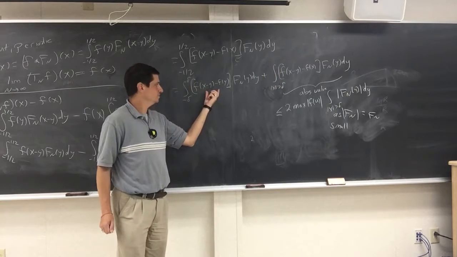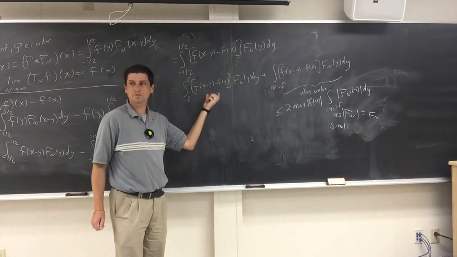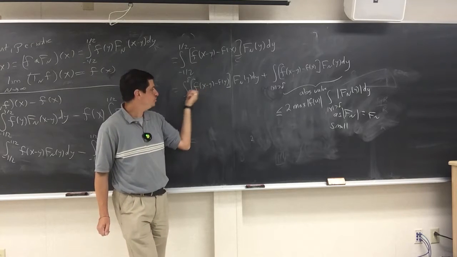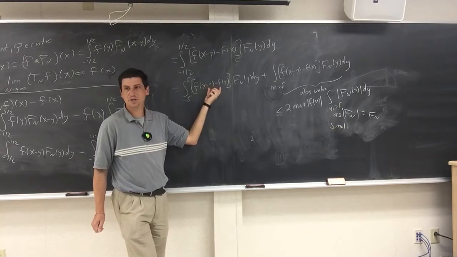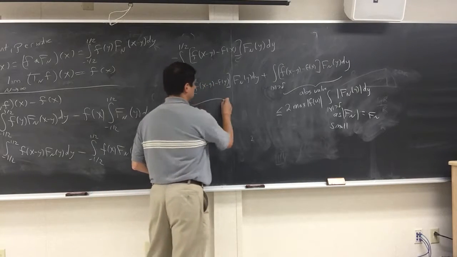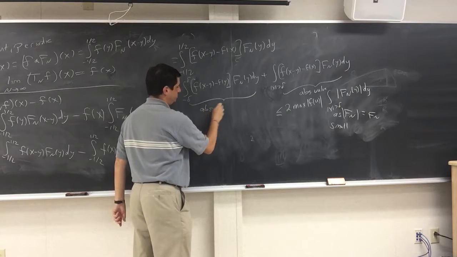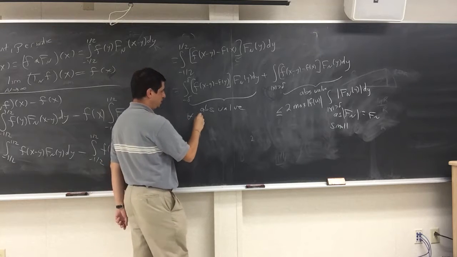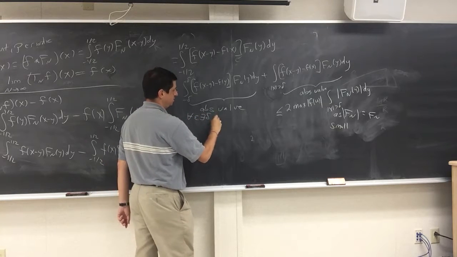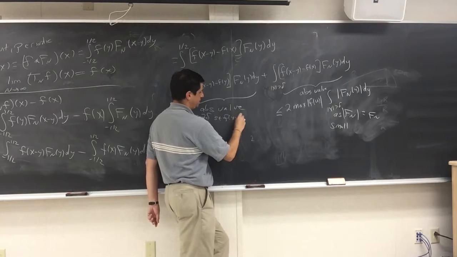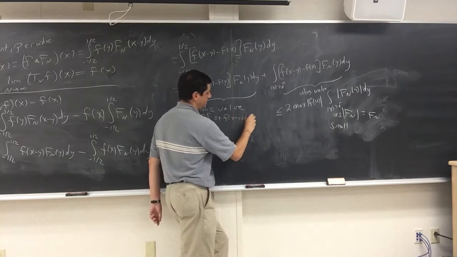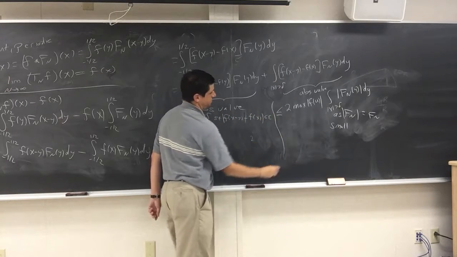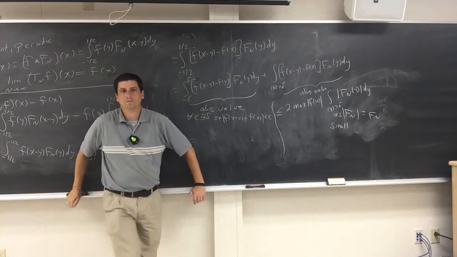What about this piece? How do we handle this piece being small? Well, f is continuous. So if we choose delta sufficiently small, we can make this at most epsilon. So now we bound the absolute value of this piece. Okay? For all epsilon, there exists a delta such that the absolute value of f of x minus y minus f of x is less than epsilon.